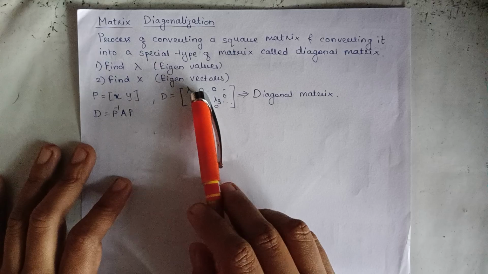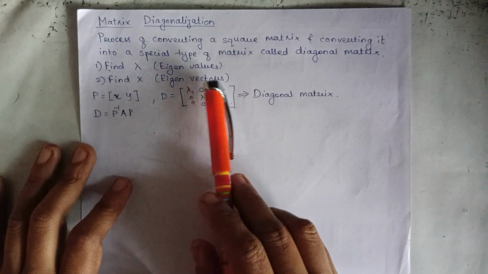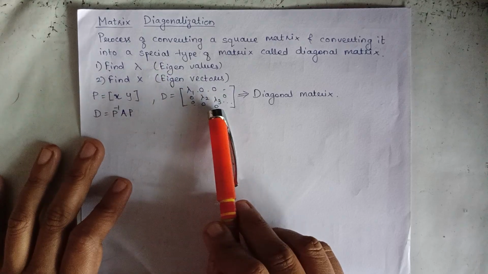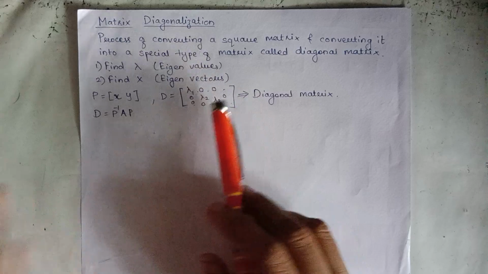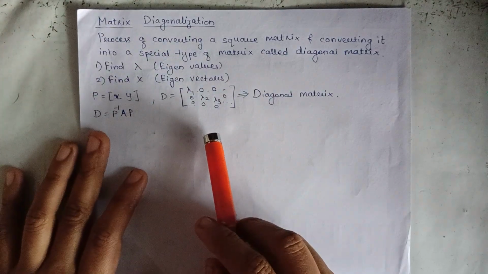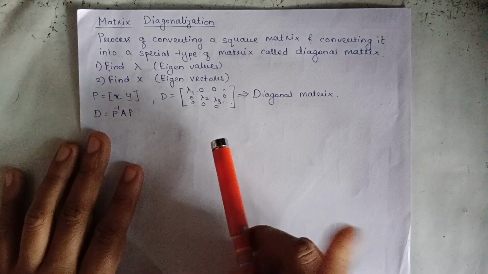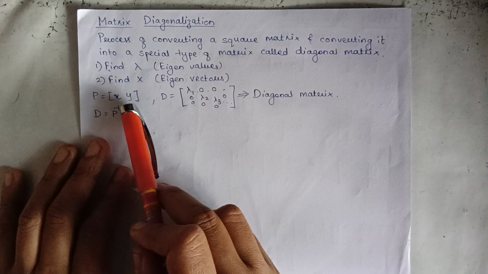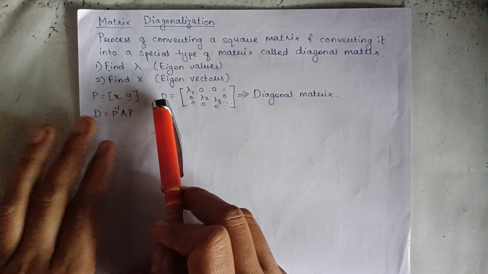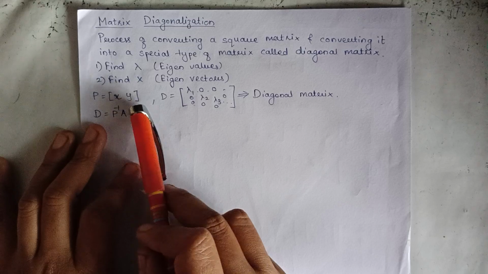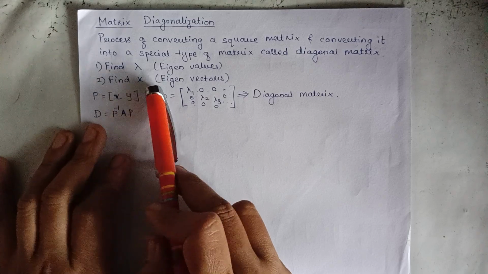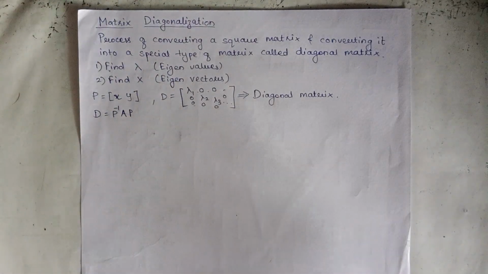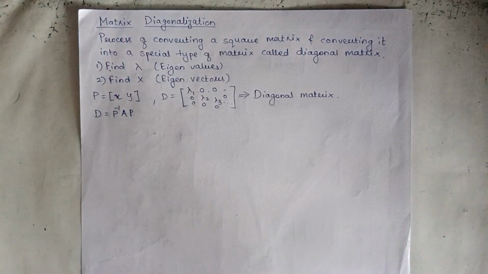Now the diagonal matrix is given by the eigenvalues. The diagonal elements are the eigenvalues, and all other elements are 0 because it is a diagonal matrix. And one more thing, the values in P can vary. That is, diagonalization is not unique. Depending upon the values of x, y, z, P can be any matrix. So whatever matrix you get, you go with it.